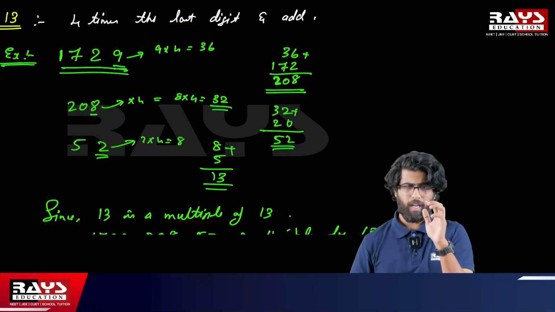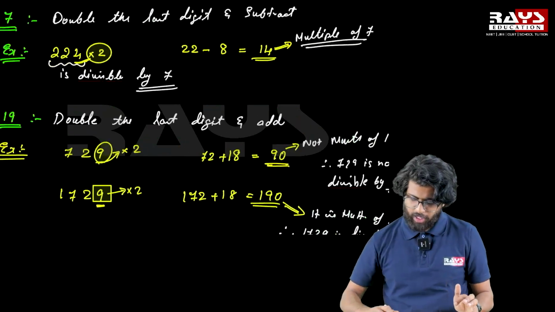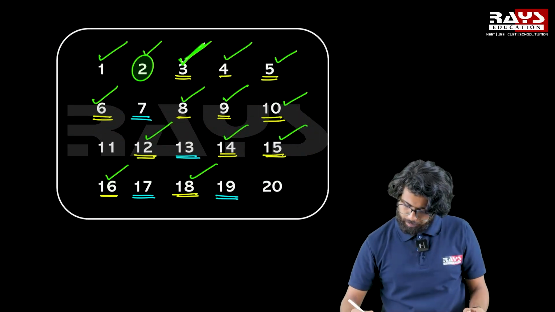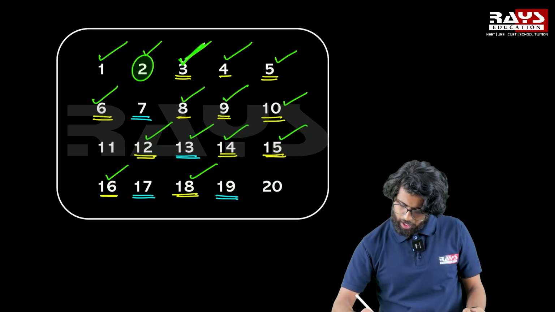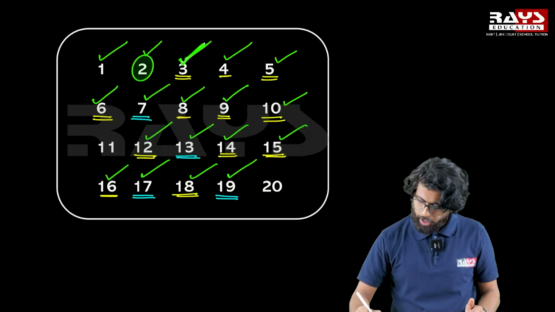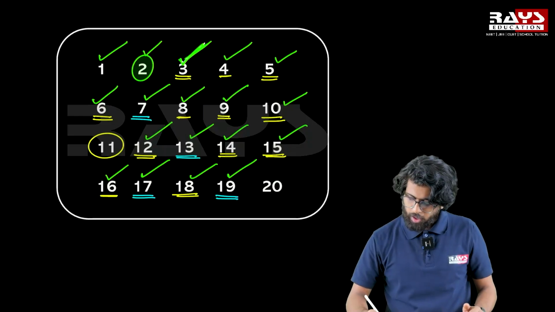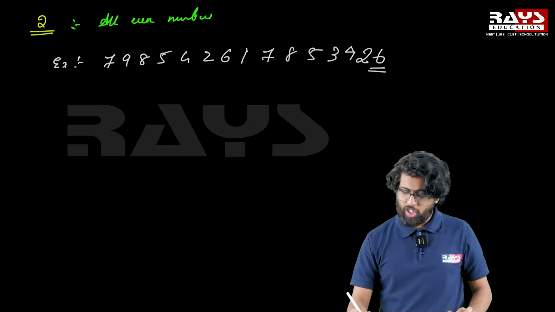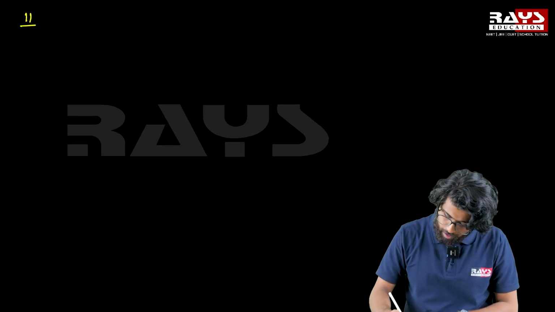I'll recap at the last, don't worry. We have actually completed many sets of numbers. Actually only a few are remaining. We have completed 13, we have completed 7, we have completed 17, we have completed 19. Now going to 11. Very simple. Please stay with me, guys.